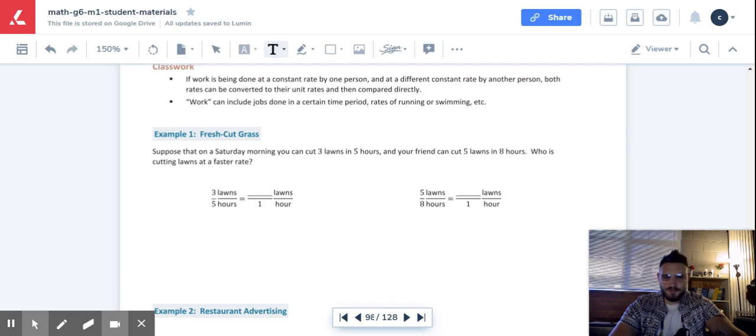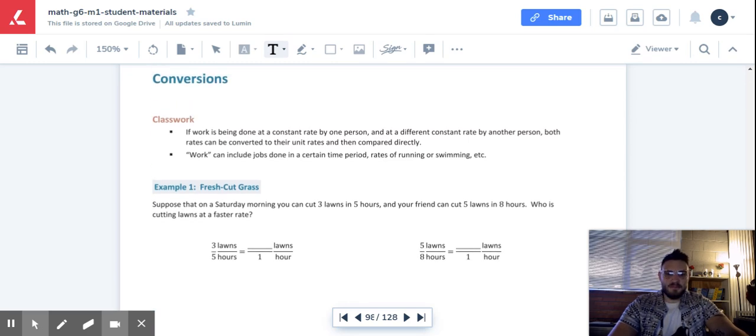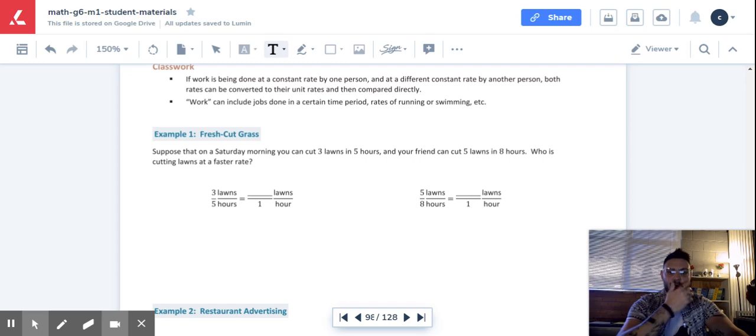It's very simple. If work is being done at a constant rate by one person and at a different constant rate by another person, both rates can be converted to their unit rates and then compared directly. So this is saying if Giano is cutting grass so he can make money and Jordan's cutting grass so he can make money, one of them might be faster than the other person. We can take them both down to figure out how fast they're cutting the grass and see who can cut it the fastest. So here we go.